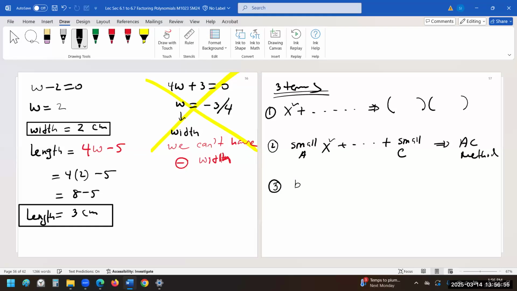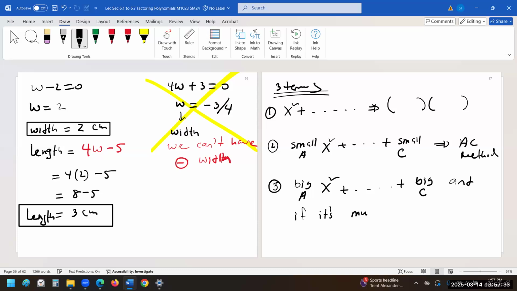Either normal AC method or weird AC method, but you have to use the AC method. And then the third one, you have a big number in front of x squared, and your c is also a little bit big. Or if you multiply them, the result becomes big. So you're dealing with bigger numbers like 28x squared, blah, blah, blah, 15. See, 20 and 15, these are big, right? If you multiply them.